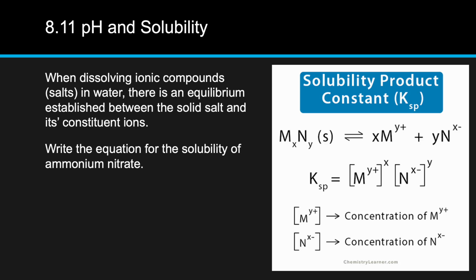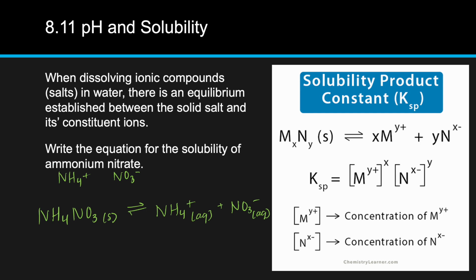Write the equation for the solubility of ammonium nitrate. So ammonium is NH4 plus, nitrate is NO3 minus. So our salt is going to be NH4NO3, and that is going to be our solid salt. Then when we put that into water, it's going to break apart into NH4 plus, and now that we dissolved it in water, it's now aqueous, and NO3 minus aqueous. So this is how you would write out your equilibrium equation.